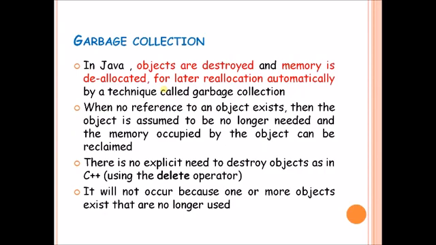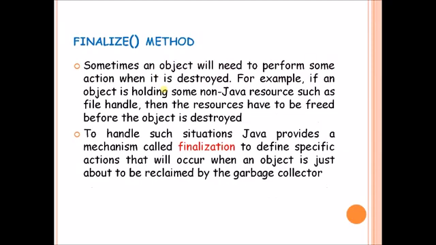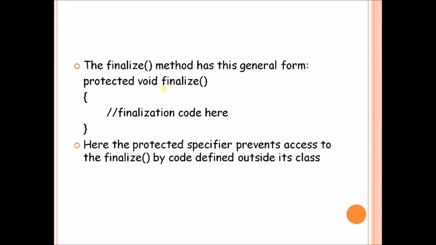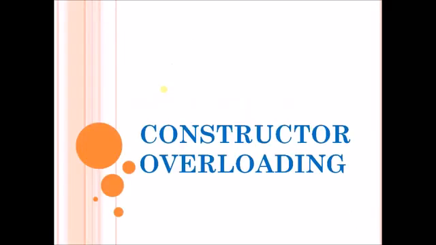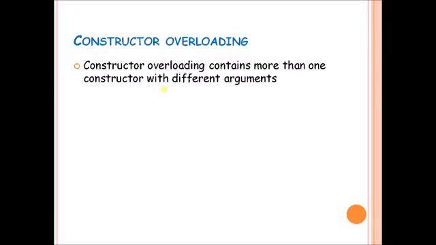Garbage collection is used when an object is destroyed. The memory will be deallocated, and this can be used later for reallocation in case another object is created. In Java, the finalize method is used for garbage collection. And finally, constructor overloading: you vary the number of arguments for the constructor so that different constructors are invoked, and likewise when the type of arguments changes.